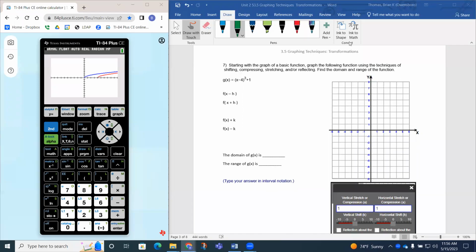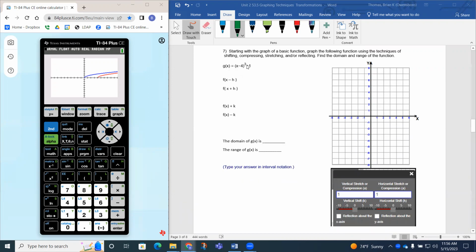Question 7, starting with the graph of a basic function, graph the following function using the techniques of shifting, compressing, stretching, and/or reflecting. Find the domain and range of the function. So notice how we have this degree 3 function. Our parent function is actually y equals x cubed. So that would be like our f of x.